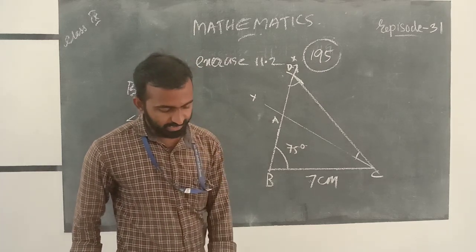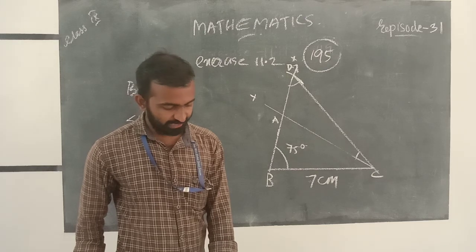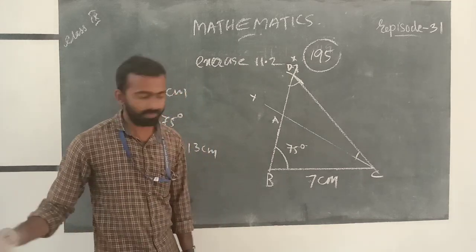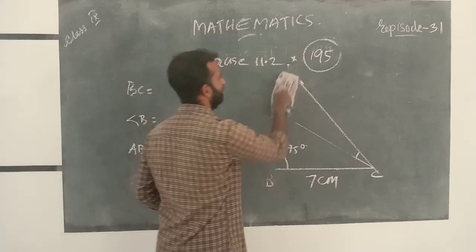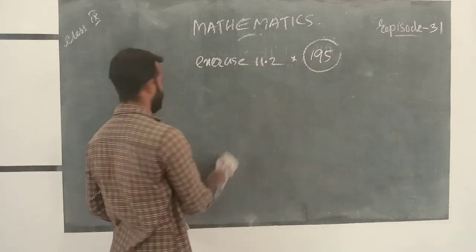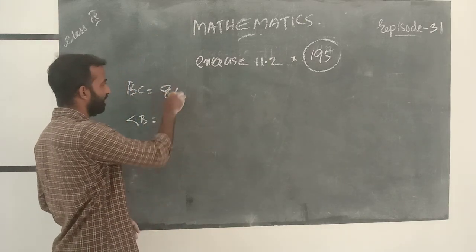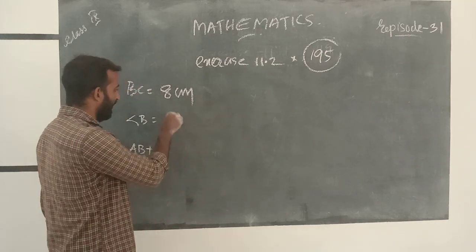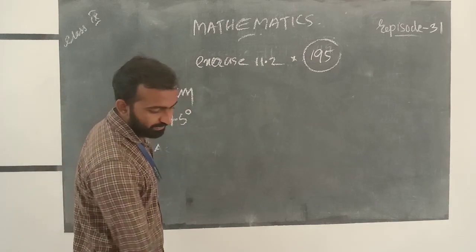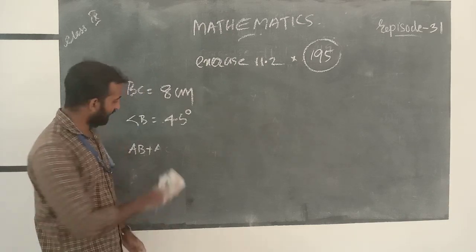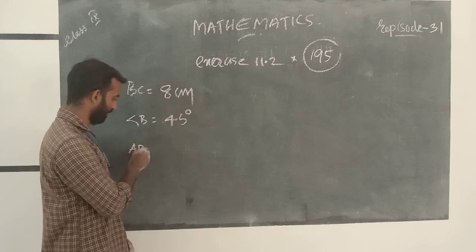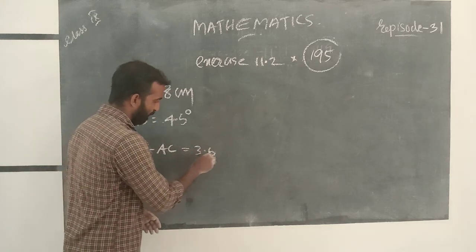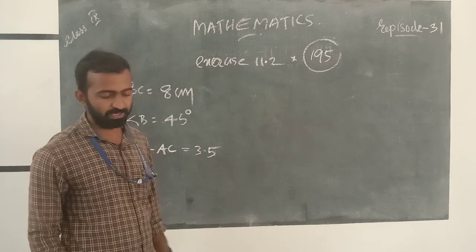And next is the second question. Construct a triangle ABC in which BC equals 8 centimeters, angle B equals 45 degrees, and AB minus AC equals 3.5.